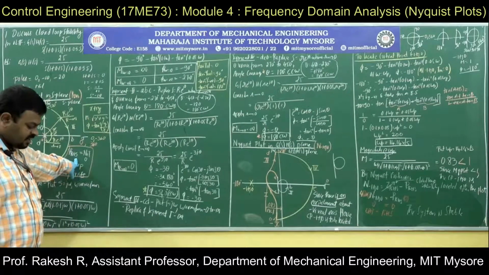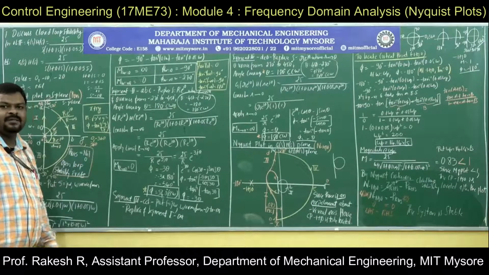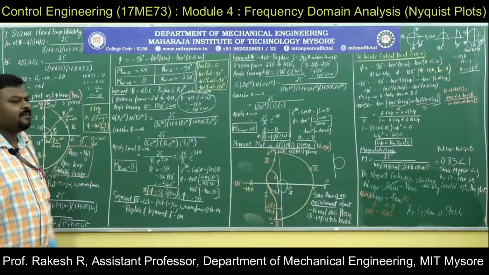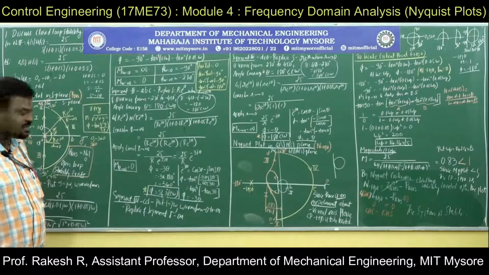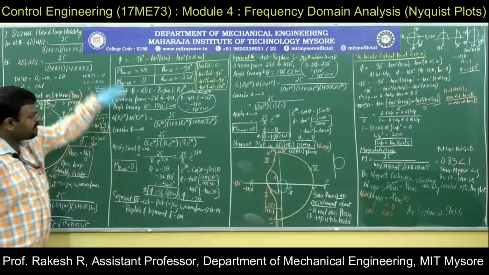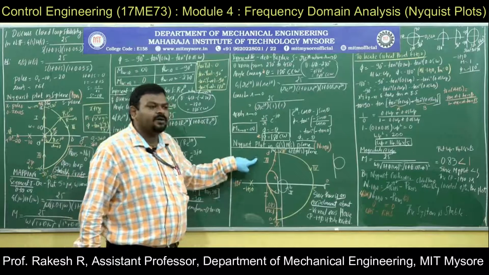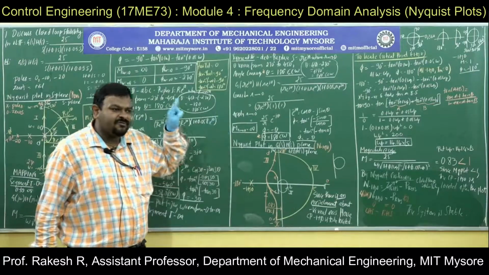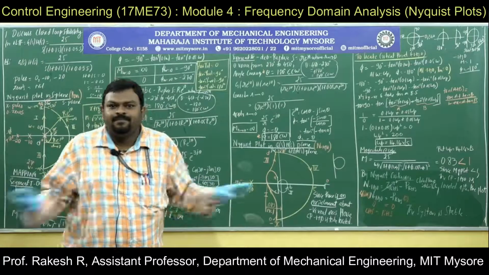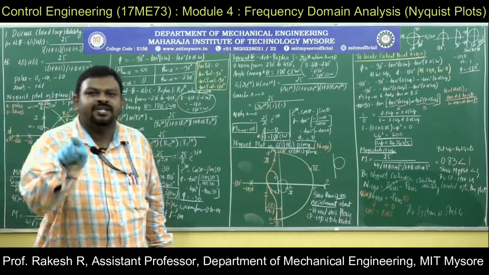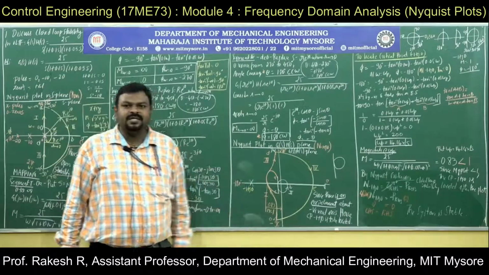Then we want encirclements about the critical point minus 1 plus j0. Since we need encirclements, we need to transform the Nyquist plot in the S plane to the Nyquist plot in the G(s)H(s) plane. That process is called mapping. We have done mapping for this. After the mapping, we got the values. We plot the Nyquist plot in the G(s)H(s) plane. Once we plot it, the problem will not stop. You have to check whether there is any encirclement about the critical point minus 1 plus j0.